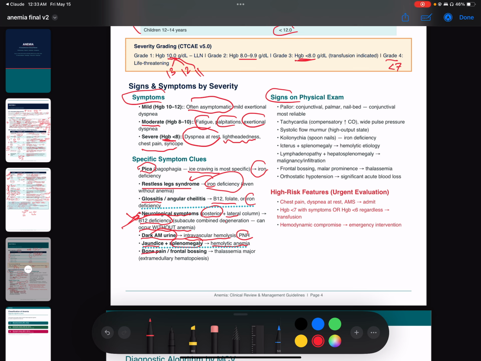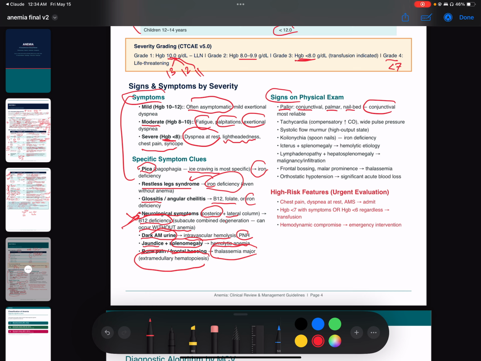If someone has bone pain and frontal bossing, that can be in thalassemia major. Mainly, you have a decrease in RBC production because the globin is low, so you're trying to recruit more bone to create more blood. So these were some symptoms and signs. We have pallor at different sites: the conjunctiva, palm, nail bed, but the conjunctiva is usually the most reliable.